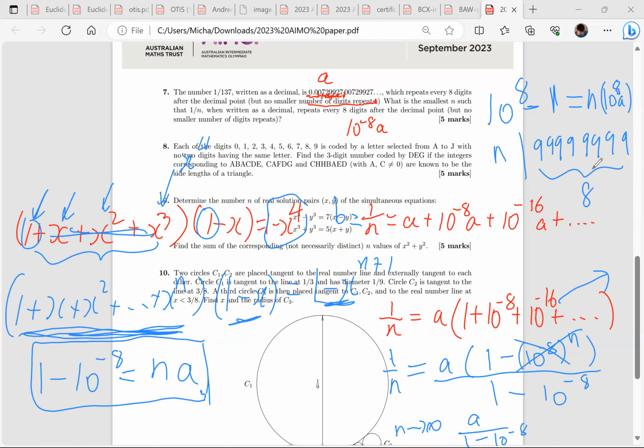Okay, so we can pick up from here after your explanation. So what's your explanation? Basically, you have a sequence like a plus 10 to the minus 8 a plus 10 to the negative 16 a, and so on. So that's 1 over n. If you multiply that by 10 to the negative 8, you get the same sequence but without the a term. So you just subtract that from 1 over n, and you get 1 over n minus 10 to the negative 8 over n equals a. Yeah, that's what I did basically.